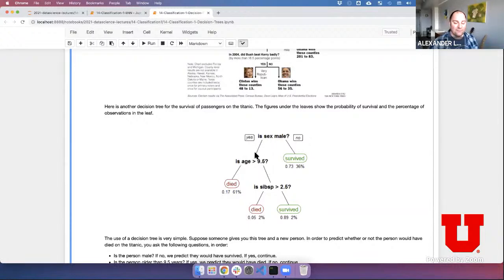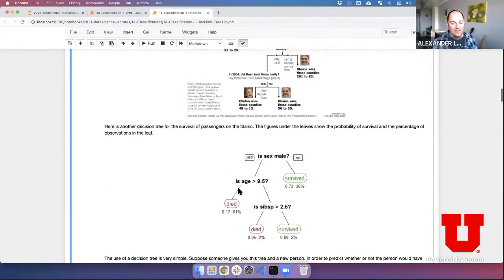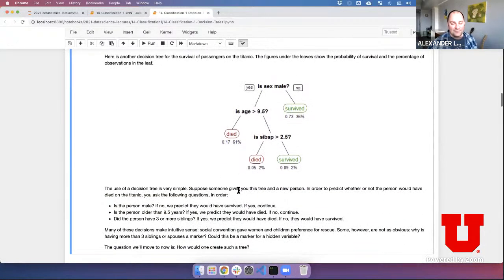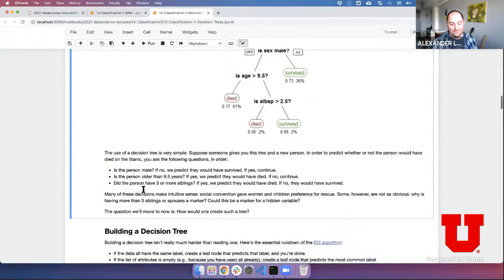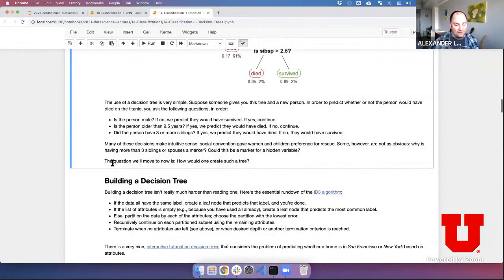If sex is male, then we have to make a further decision. If the age is bigger than 9.5, then we predict that this person died. Then we keep going. Is siblings or spouses greater than 2.5? If that is true, we predict that the person died, or else we predict that they survived. So this is just as simple as above, but applied to this particular data set. We can use these very easily and intuitively.